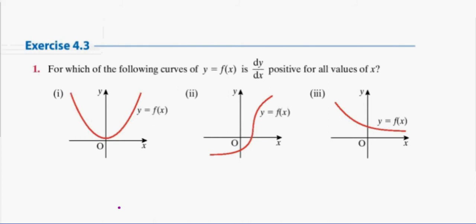For which of the following curves is dy/dx positive for all values of x? Alright lads, you listening? Remember when you're playing the game Super Mario, when you go left to right, that's a positive slope. When you run left to right, that's a positive slope. So you end up running up the hill, that's positive. If you go down the hill, it's negative.